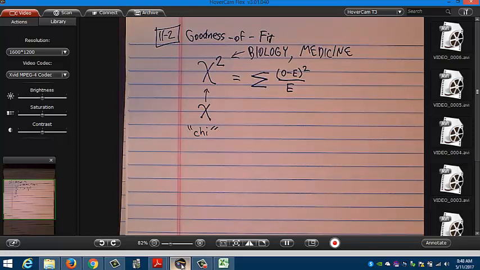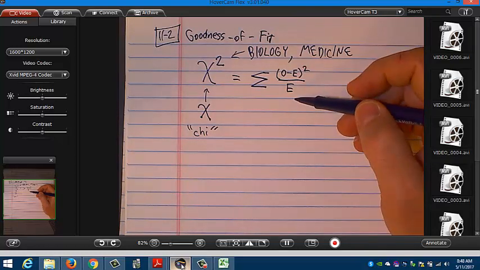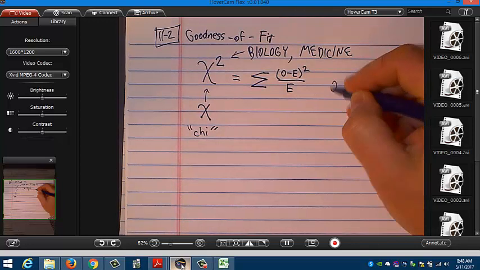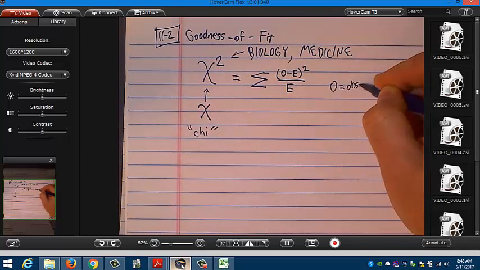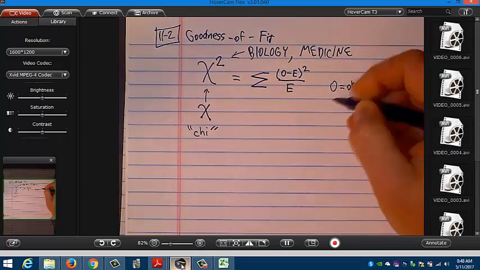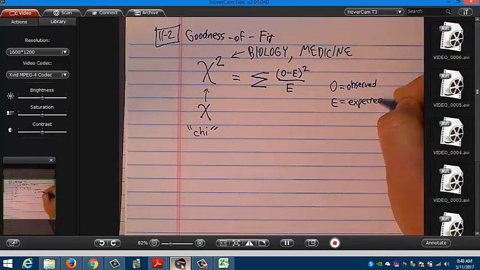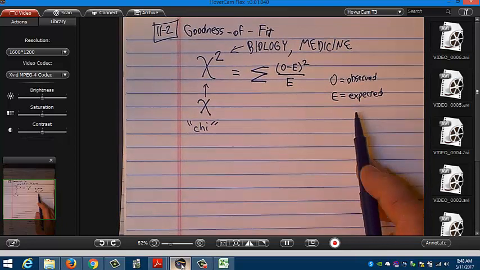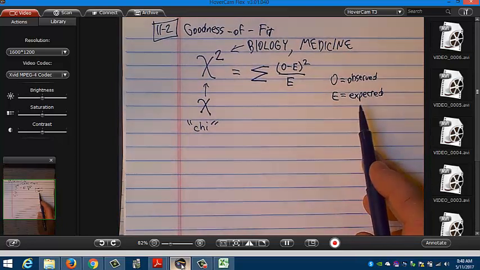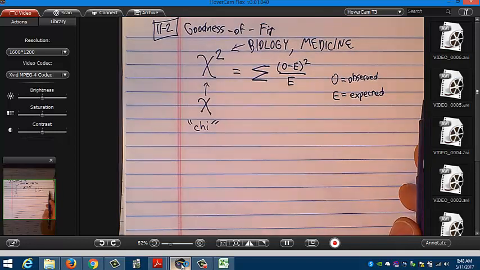All right? And so the O and the E are very intuitive, I think. O is observed frequency, and E is expected. Hey, wait a minute. We've used that word before, expected, but it's been a while. It's back in chapter 5. Do you remember what I said? Expected what?